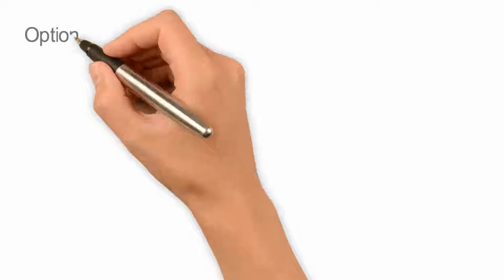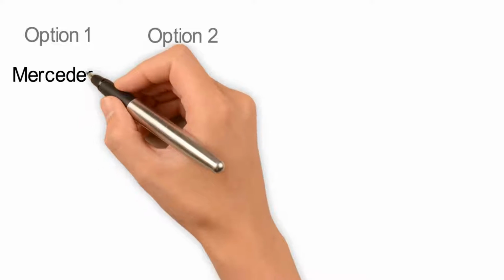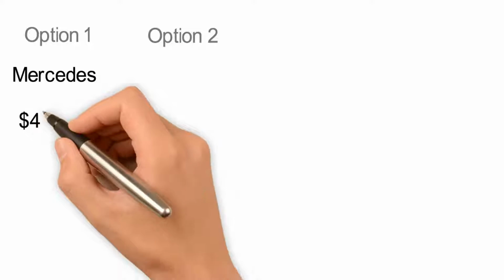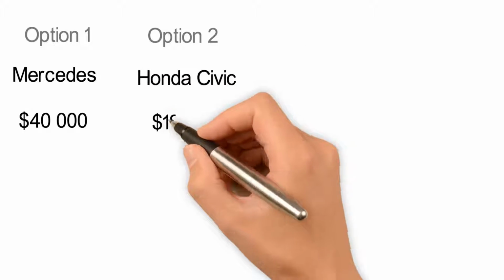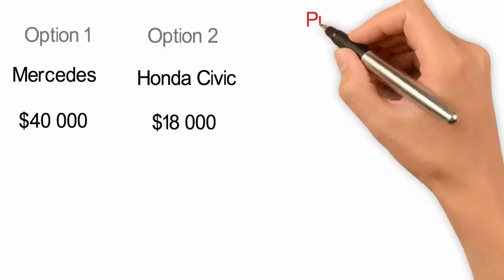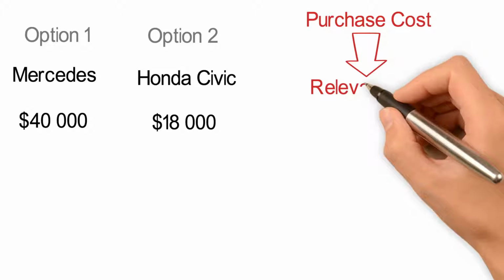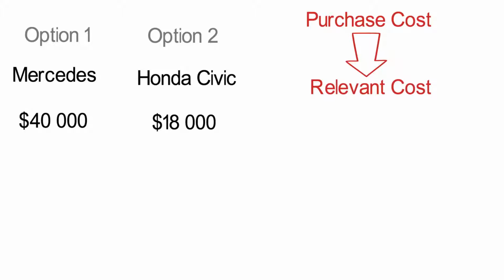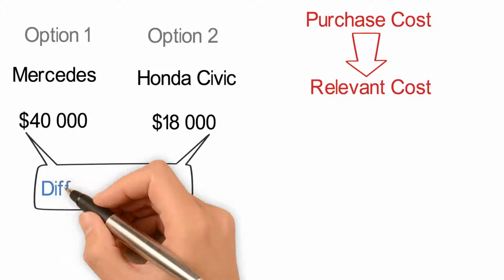For example, the price and type of a car you wish to buy. Suppose you are considering two different vehicles. The first is a Mercedes, which you can buy for $40,000, and the second is a Honda, which you can buy for $18,000. The purchase price of $40,000 for the Mercedes and the purchase price of $18,000 for the Honda are considered relevant costs because you have not bought the car yet and the cost of purchasing each car is different. Thus, the price of the car will influence your decision.